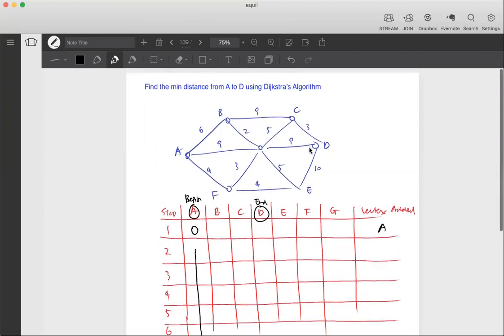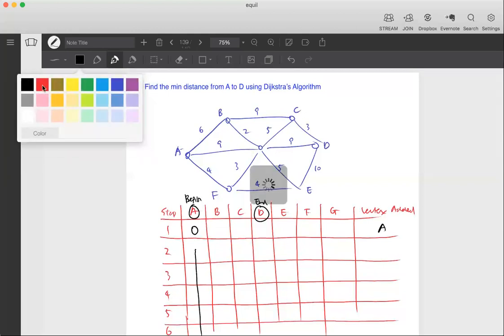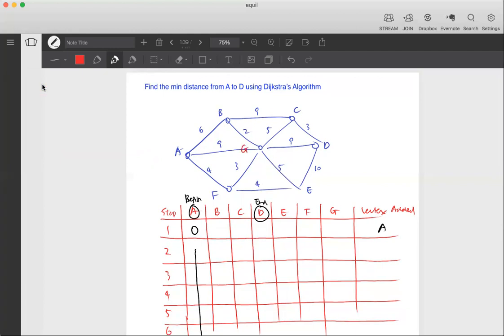Because you used A, you're going to delete all the rest just by drawing a vertical line. And then after A, you're going to label all the distances. So we have A, B, C, D, E, F, G, with G in the middle. A is adjacent to B, G, and F. So A to B distance is 6, A to G distance is 9, and A to F distance is 4.